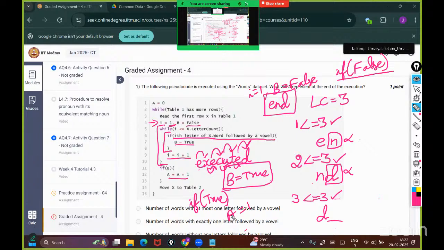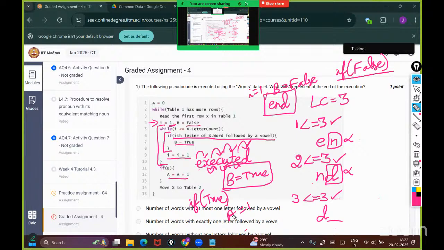So what are we trying to do here? We are trying to check whether a word contains at least one letter that is followed by a vowel. Yes, at least one letter followed by a vowel. Yeah, okay, understood.